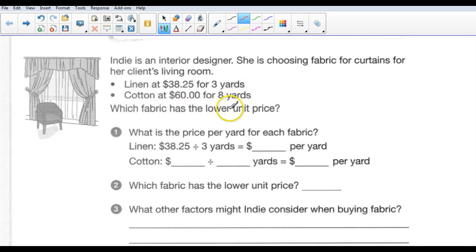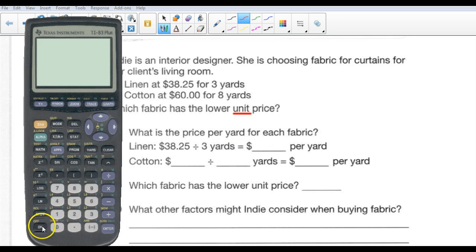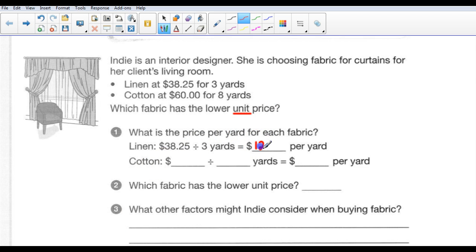So which fabric has the lower unit price? The unit price means cost per 1 yard. Okay, the word unit means 1. What is the price per yard for each fabric? Well, the linen is just $38.25 divided by 3. So we'll take our calculator here, turn it on, and divide $38.25 by 3, and that will give us a cost for 1 yard, so $12.75 per yard for the linen.